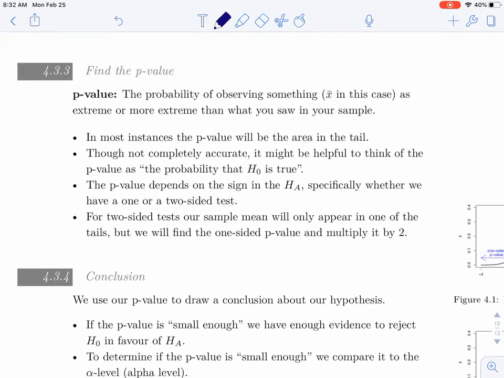For example, if the p-value, the probability that the null hypothesis is true, is very, very small, then H0 is probably not true, and you should go for HA instead. So that's where we're headed. Like I said earlier, the p-value depends on the sign in the alternative hypothesis, specifically whether we have a one or a two-sided test.